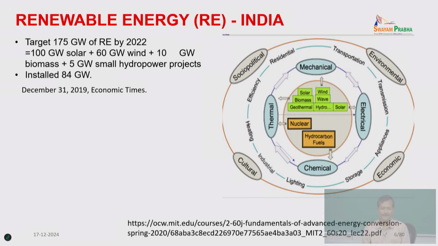This is also a little bit older news, from 2019: target 175 gigawatt by 2022, which is already over. I have to check the latest data, but the India government is focusing more on wind and solar. Solar, because sun radiation is very high in India. So they are focusing on solar energy, and wind is also there, lots of investment is going on for solar. Offshore solar also, the government has allocated funds.